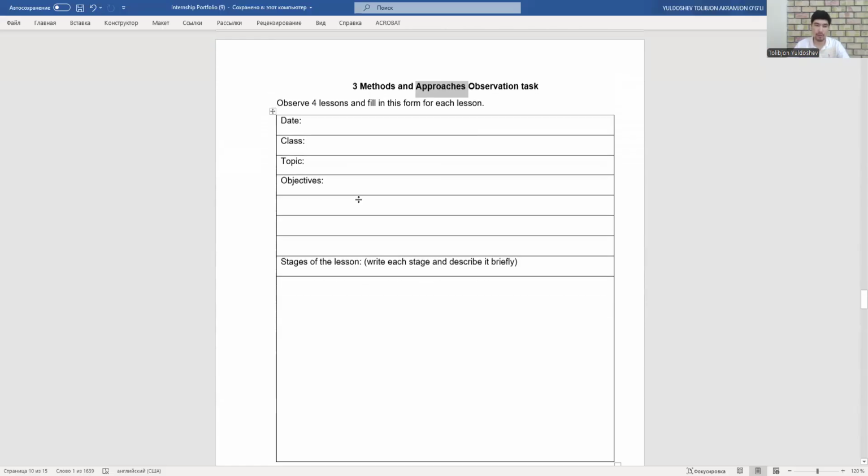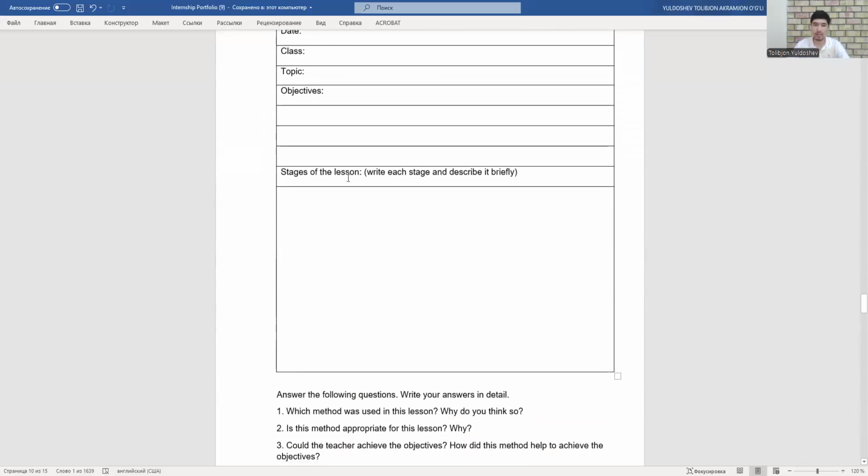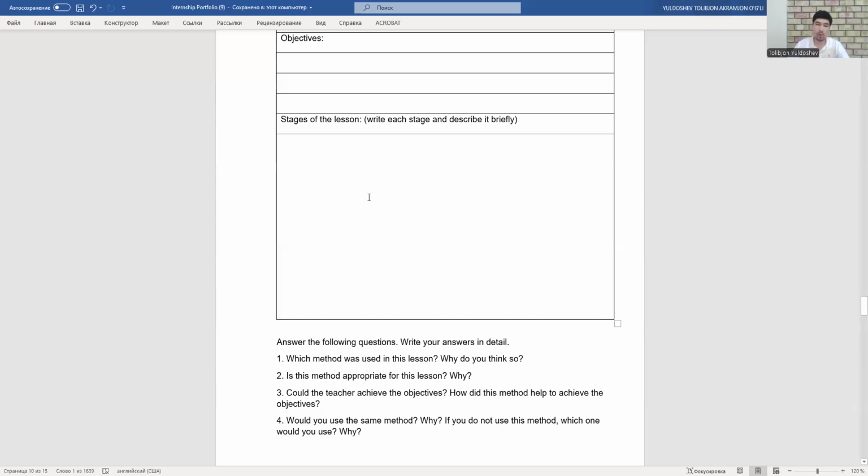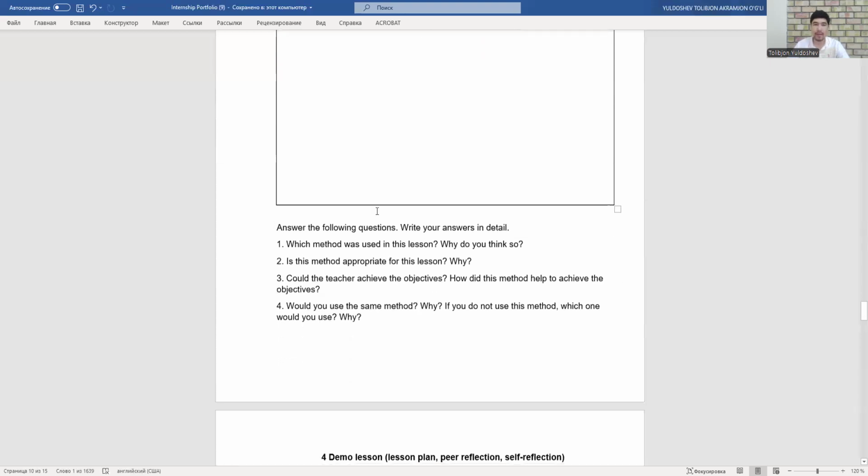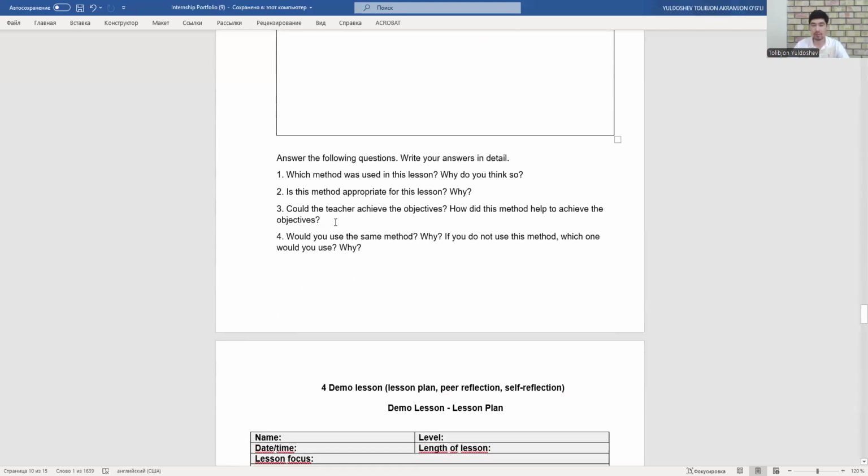Yeah, for example, what kind of stages were there? Was it like PPP or was it like TTT? And here are some questions as well. Please add one more paper here if you need while you are answering these questions.